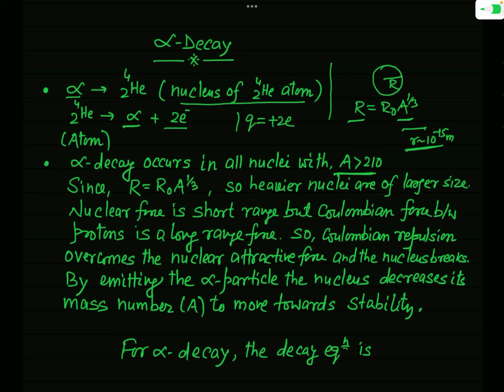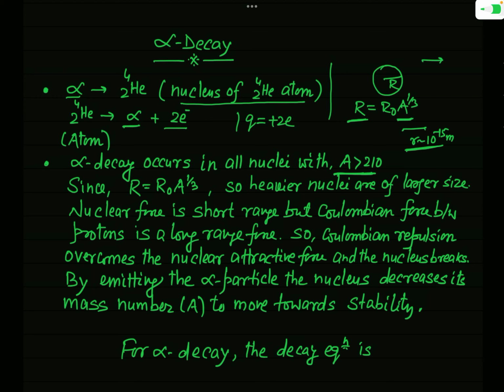So if the mass number of the nucleus is very high, greater than 210, its radius will be very large, as radius is proportional to A to the power 1 by 3. So in such a heavier nucleus of larger size, the Coulombian repulsion is stronger than the attractive nuclear force, and Coulombian repulsion tends to break the nucleus.